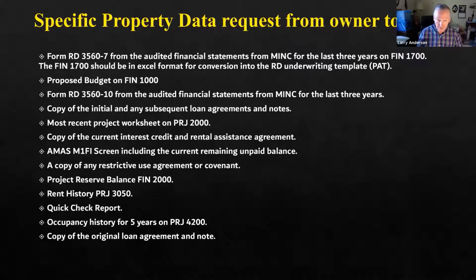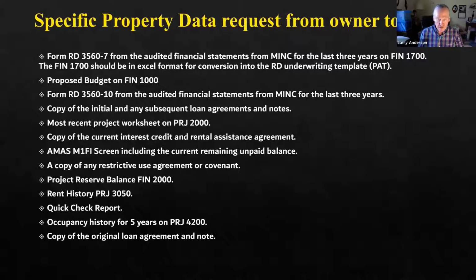So if you're going to do the PAT beforehand, RD is required to do the PAT, you want to be able to plug in those 3 years. It saves you a lot of entry work, and you'll get the documentation on how the budget looks. You want to look at the proposed budget, see what's being proposed in the future. The audited financial statements, the 3560-10, will give you the balance sheet, so you can have the outstanding balance. You want the original of loan agreements and notes, so you can see what obligations were put into those agreements and notes. For tenant occupancy, you ask for the project worksheet on PRJ 2000.